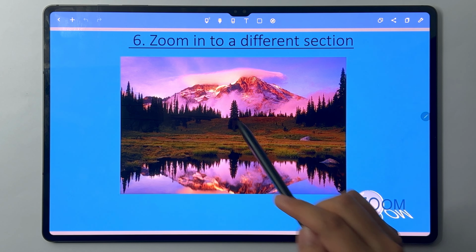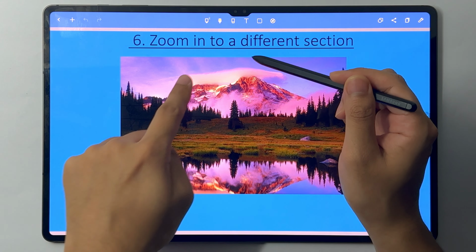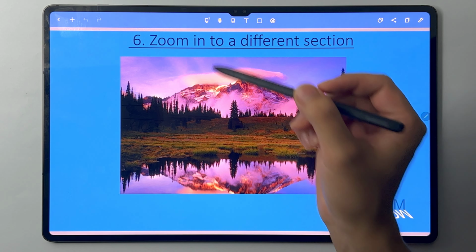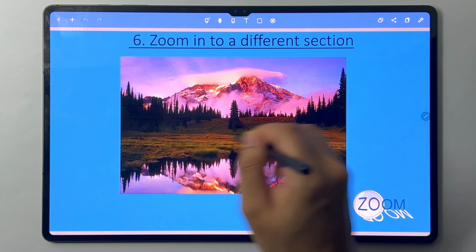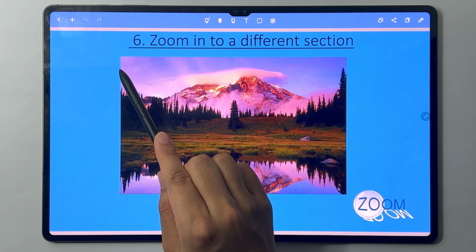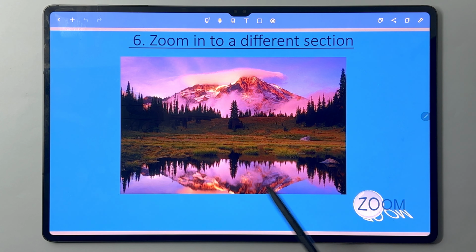The next tip is to zoom into a different section. So what you may want to do is split the image into frames. As you can see this image, I would recommend splitting it into 6 squares. So you may want to decide to describe from the top left and go across, or you can go from the bottom all the way up. So it's up to you.